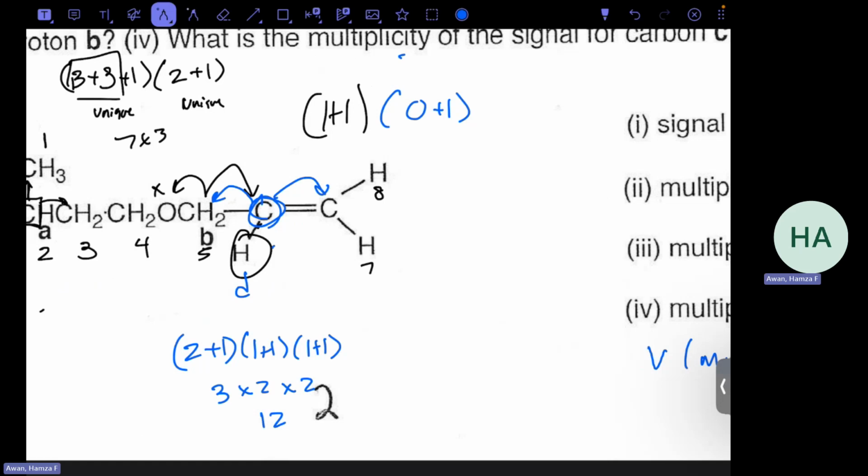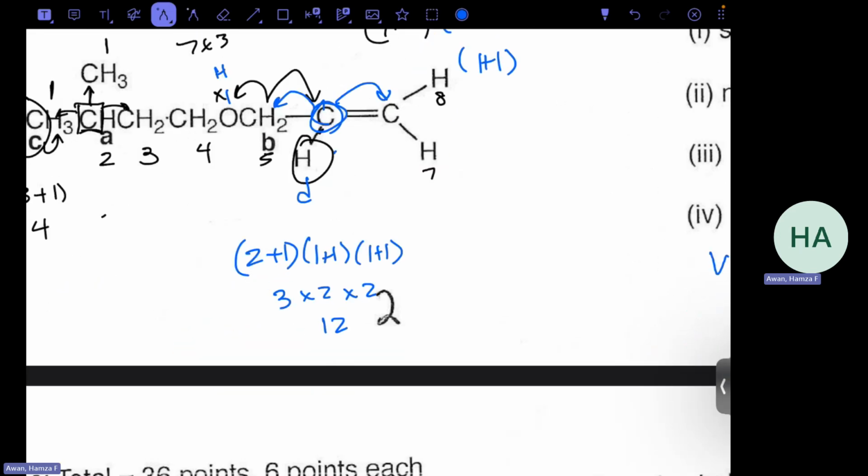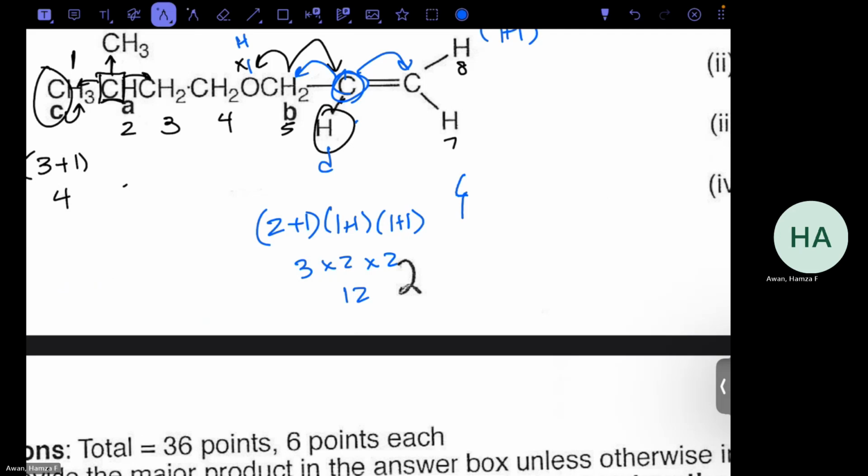But if this was an OH right here, say we had OH, it would become 1 plus 1 times 1 plus 1 again. And this would be 4, right? Any questions? Any other? All right.